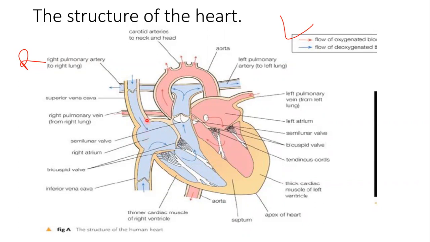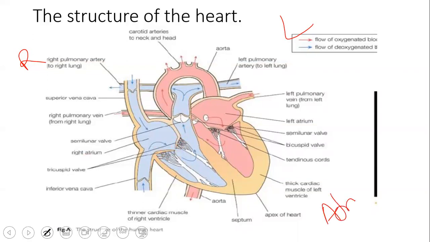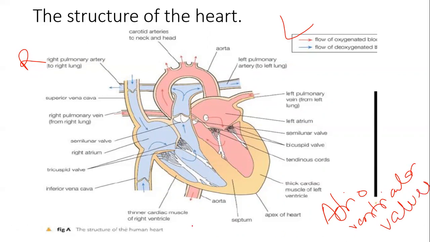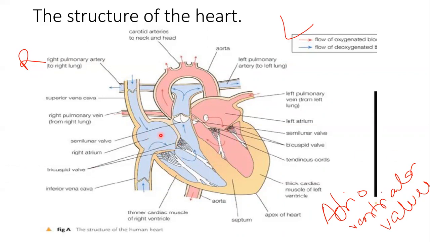So the blood will enter into the atrium, and as it enters, your valves will open. These valves are known as atrioventricular valves. This is a general name for the valves that you can find between atrium and ventricle, and you can use this terminology for both the left side and the right side.